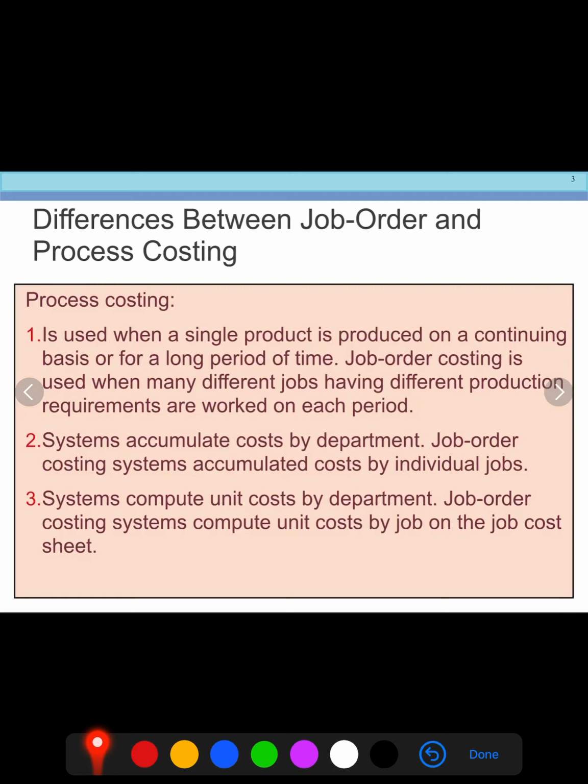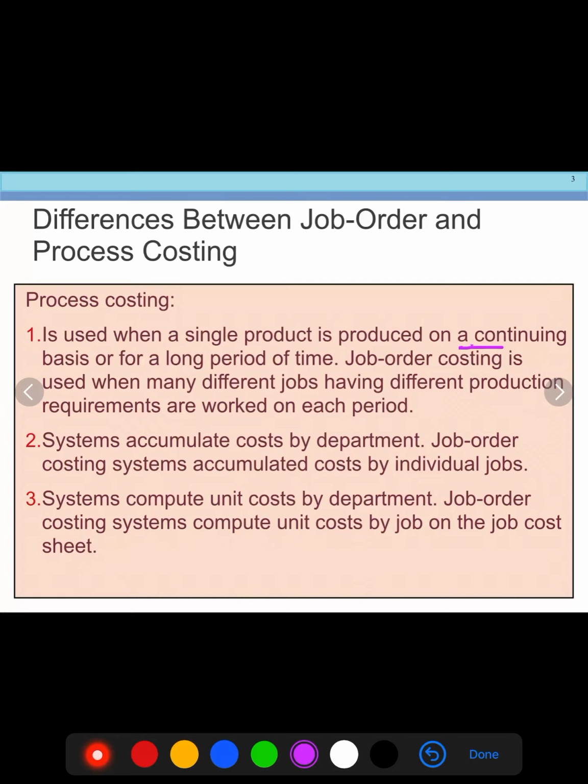What are the differences between job order and process costing? Process costing is used when a single product is produced on a continuing basis or for a long period of time, while job order costing is used when many different jobs having different production requirements are worked on each period. Process costing systems accumulate cost by department. Job order costing accumulates cost by individual jobs. Process costing systems compute unit cost by department. Job order costing systems compute unit cost by job on the job cost sheet.